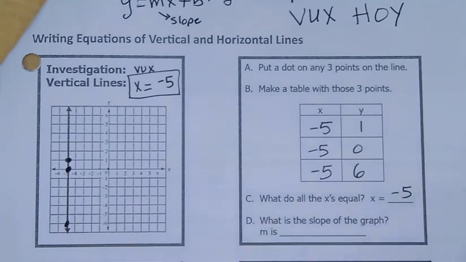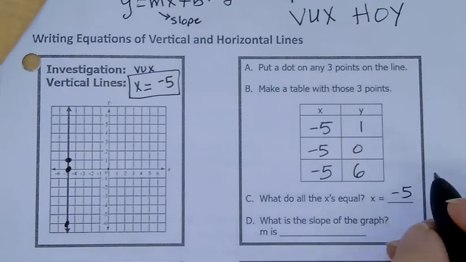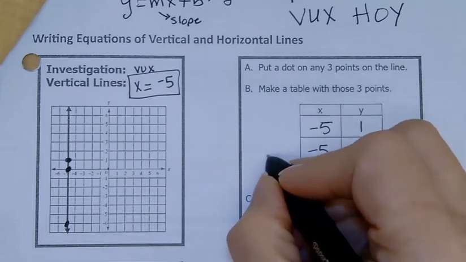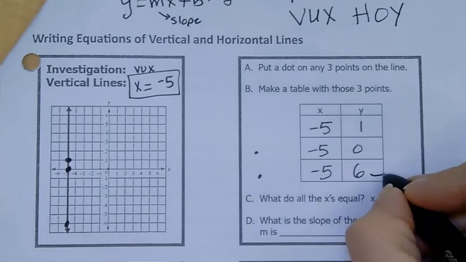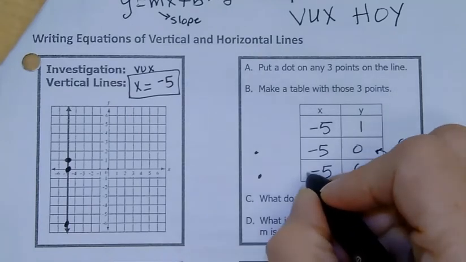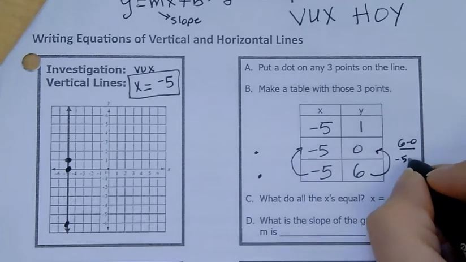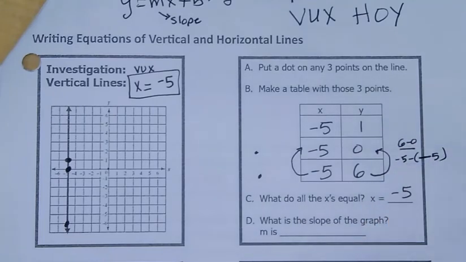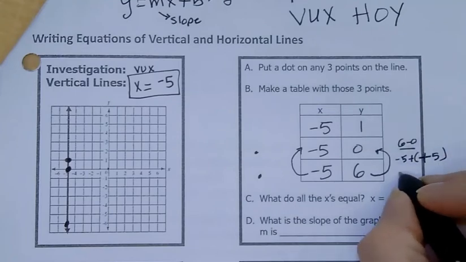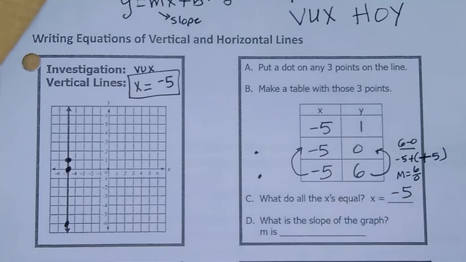And if I think about the slope of this graph, I'm taking any 2 ordered pairs. I'm going to say this is my first point and this is my second point. So 6 minus 0 in my numerator over negative 5 minus negative 5. Sorry that I'm kind of in my own way. 6 minus 0 is 6. Negative 5 minus negative 5, that's negative 5 plus 5. I'm going to get a slope of 6 over 0. m equals 6 over 0, which we cannot have. That's undefined. Right? Undefined slope.